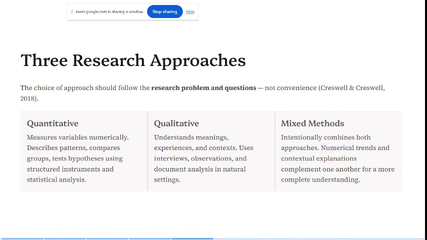But we also have mixed methods. Sometimes researchers prefer mixed methods to find great findings, okay? They want to find meaningful findings or something valuable. Because of that, they intentionally combine both approaches, and they use numerical trends and contextual explanations that complement one another, which gives a more complete understanding of what they want, okay? Because of that, they use mixed methods.